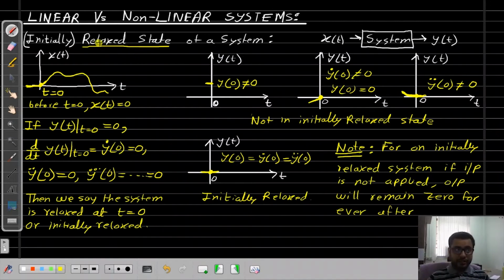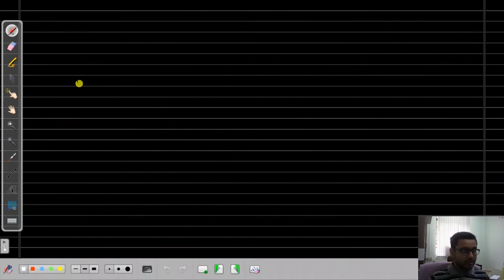Please note that this is not a special category of system. This is a state of any system. Now we shall learn about homogeneous systems. Let us learn with an example.